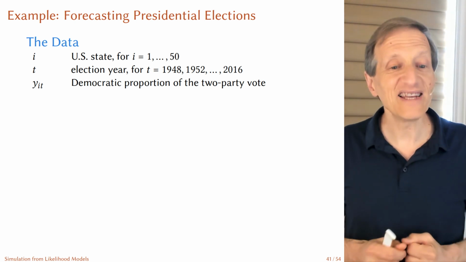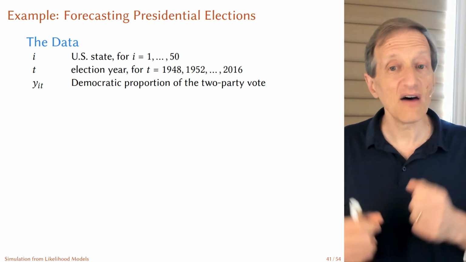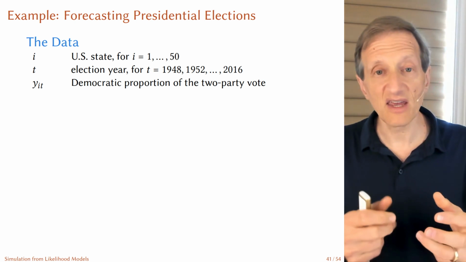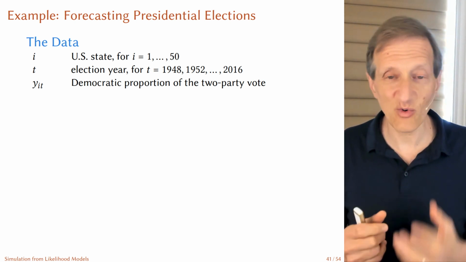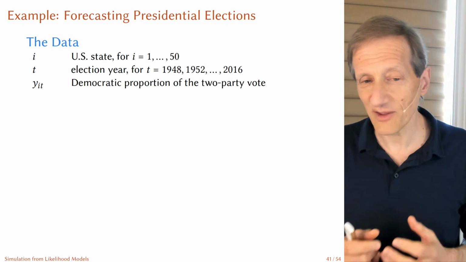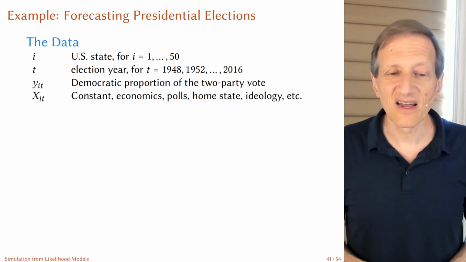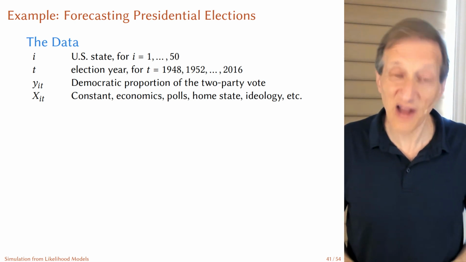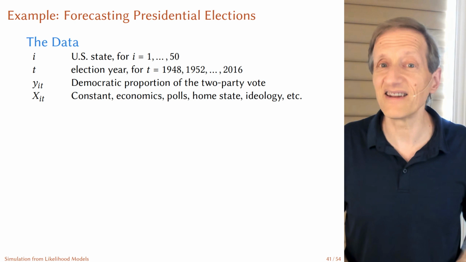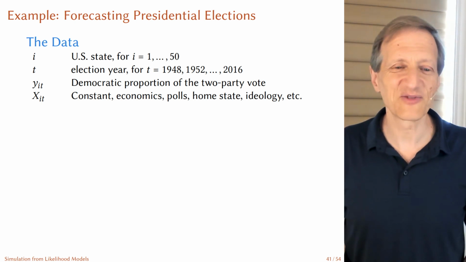Y of IT, that's going to be the outcome. That's going to be the Democratic proportion of the two-party vote in state I and year T. So we really care about that. Whoever gets the majority there, the plurality there, gets the electoral college delegates. At the moment, we're just going to imagine there's only two parties. In reality, there are often more candidates than those two, although there's usually only two major party candidates.